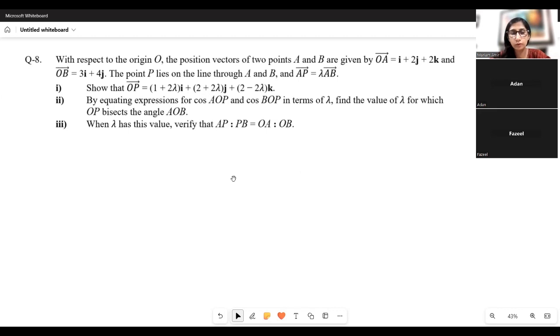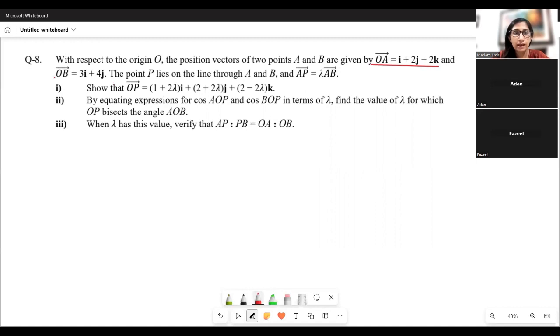Okay, so we're starting from question number 8. Although it was the homework question, somebody requested me to make a video for that, so we're doing that. With respect to origin O, the position vectors of A and B are this and this. The point P lies on the line through A and B, and AP equals lambda times AB.